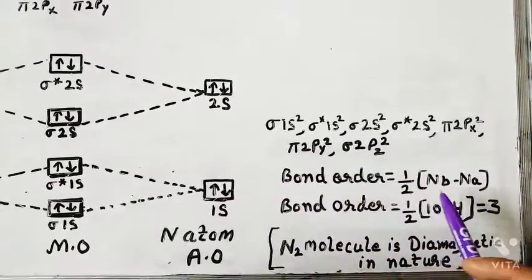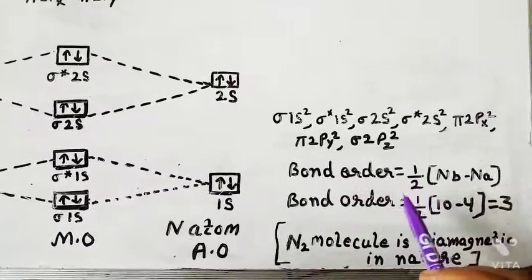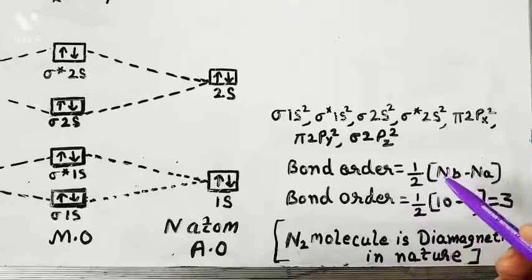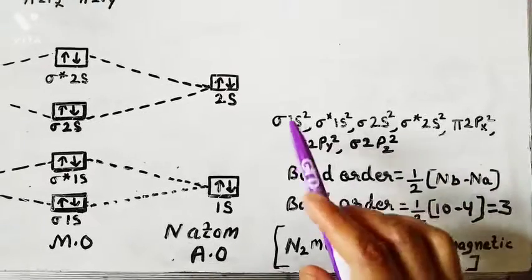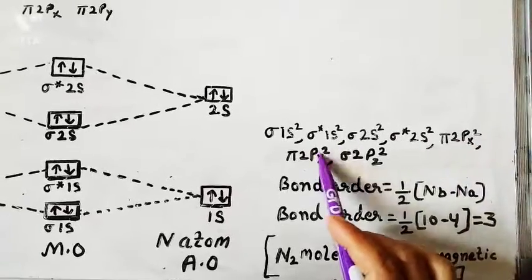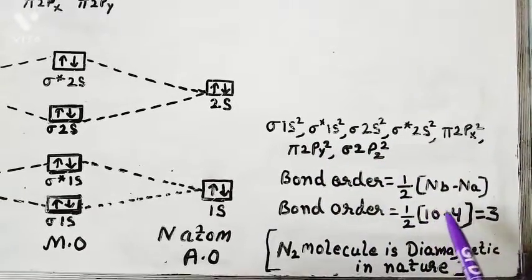So now we will calculate the bond order. Bond order is equal to 1 by 2 (Nb minus Na). Nb means number of electrons which are present in bonding orbital. We can count from here: 2, 4, 6, 8 and 10. So we will write here 10.